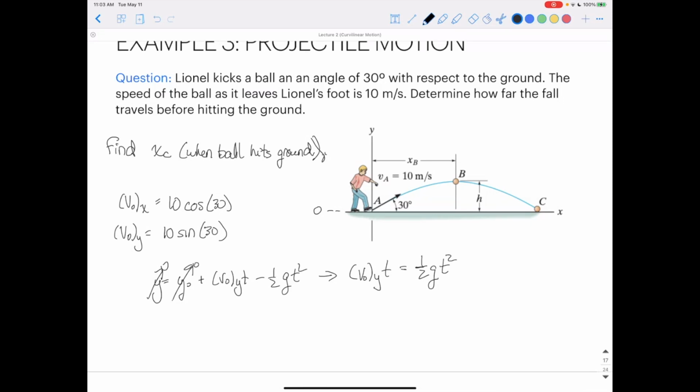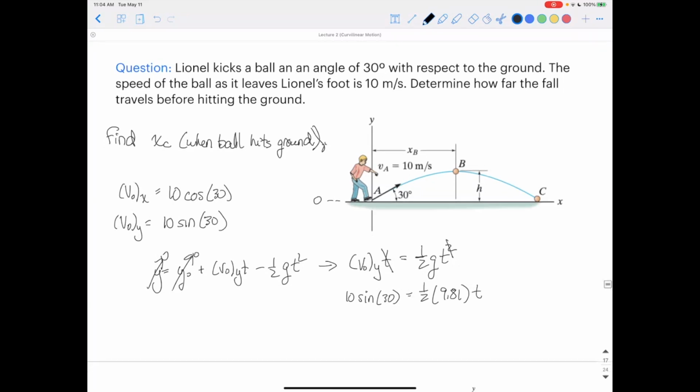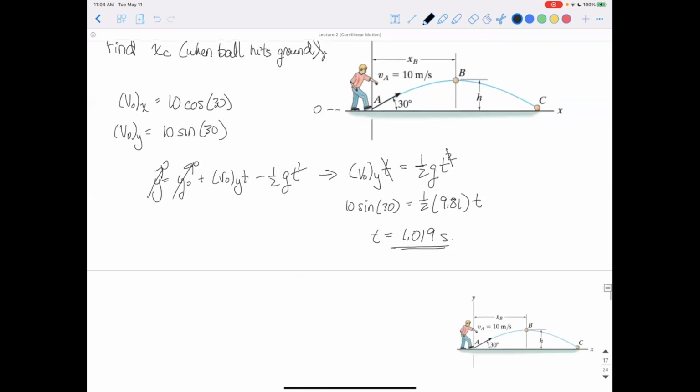If we do this, we can cancel out one of the t's, and we're left with v0y, so 10 sine 30, is equal to 1/2 times 9.81 times t. And we should get t is equal to 1.019 seconds. So we've got the amount of time.